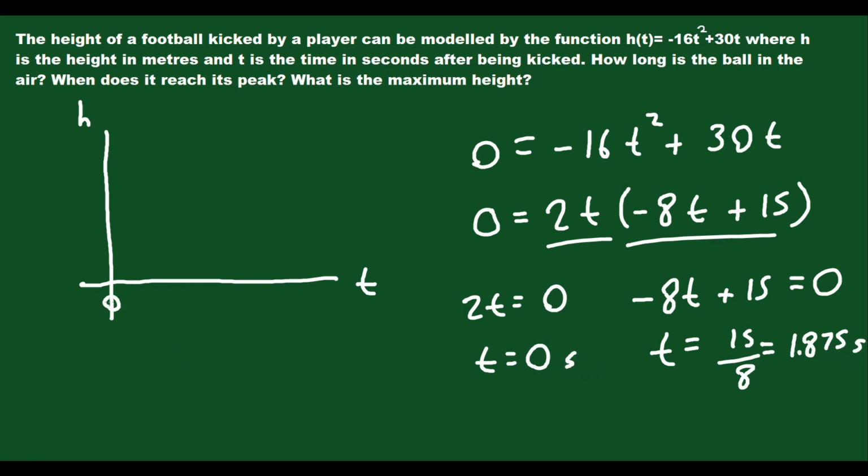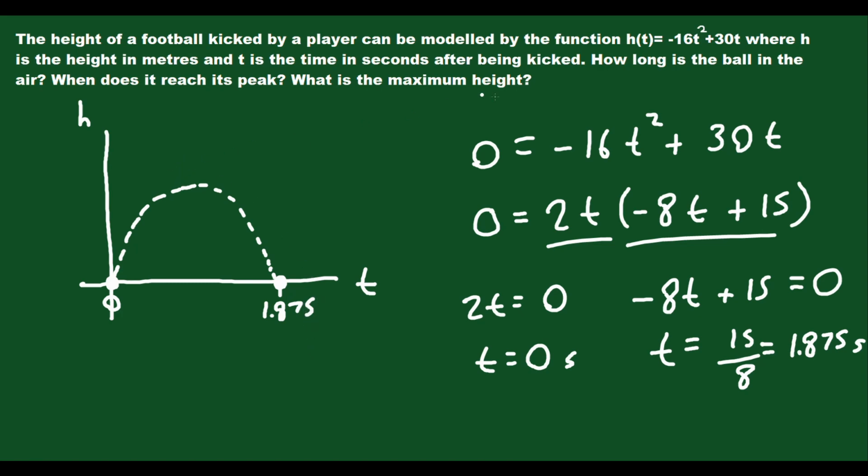So at 0 seconds, you're at a height of 0, or in other words, you're on the ground. And at 1.875 seconds, right here, you're also on the ground. So when the ball's kicked up in the air, it goes up like this, and then comes back down, and you're back on the ground.